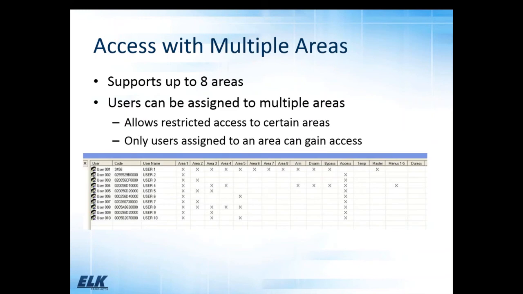So what are some things that we can do? We can set up multiple areas. The M1 does support up to 8 areas. The users can be assigned to multiple areas. This allows restricted access to certain areas, like if you have an engineering room or a tool cage or something only certain people have access into.